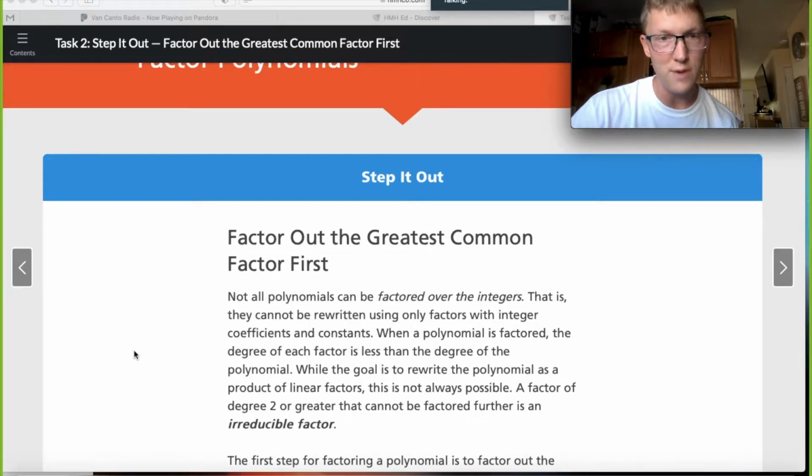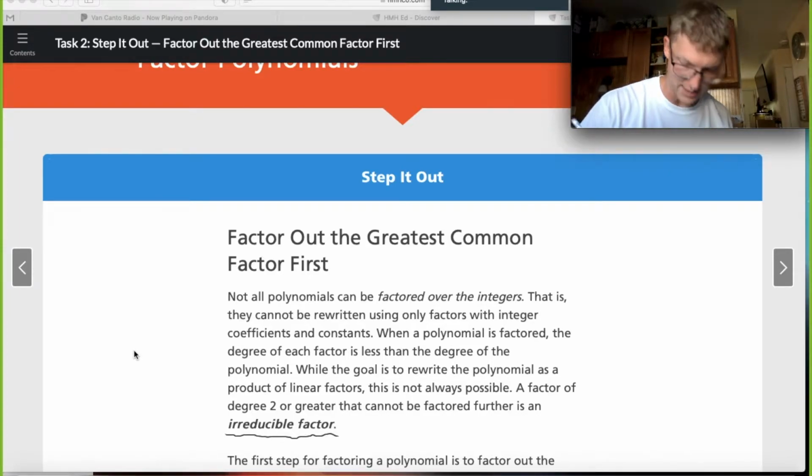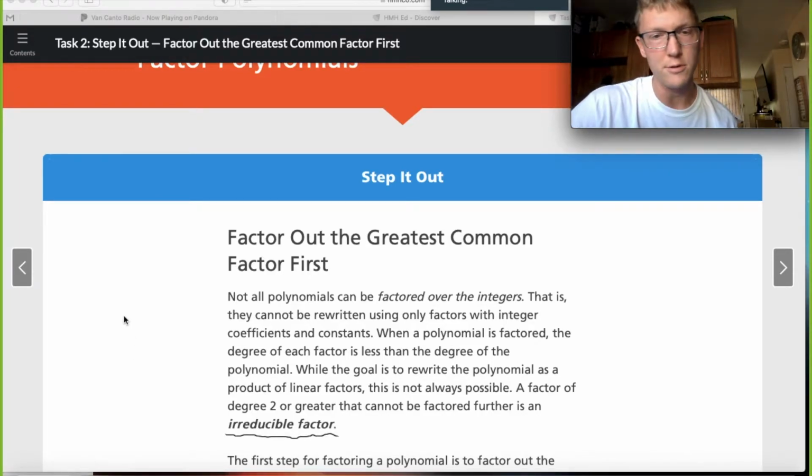When a polynomial is factored, the degree of each factor is less than the degree of the polynomial. While the goal is to rewrite the polynomial as a product of linear factors, that is not always possible. A factor of degree 2 or greater that cannot be factored any further is an irreducible factor. So long story short, an irreducible factor is a polynomial that is not factorable. Too easy.